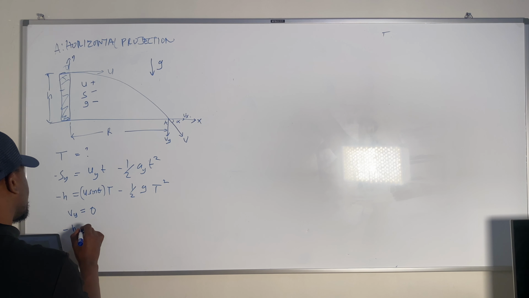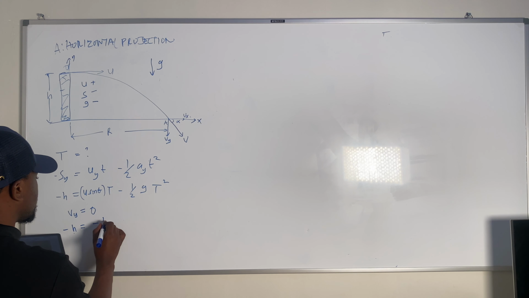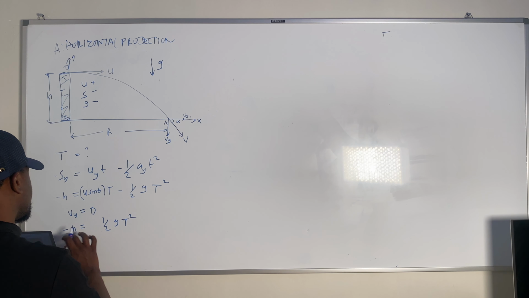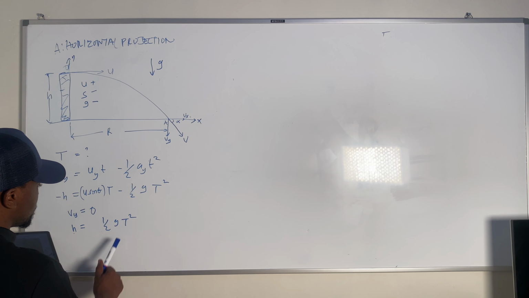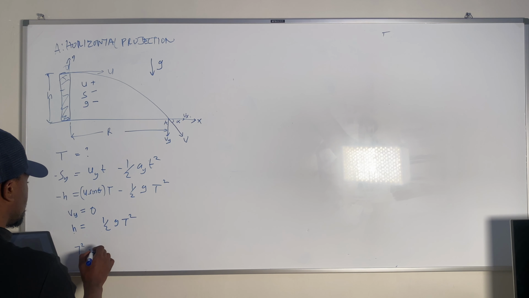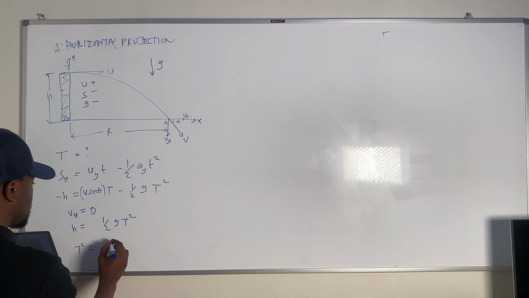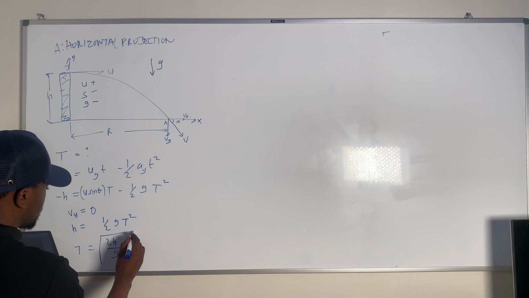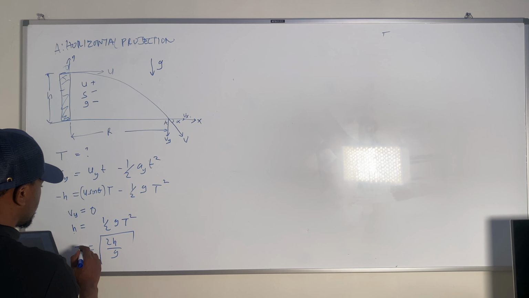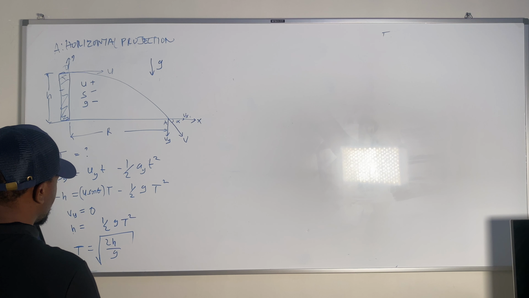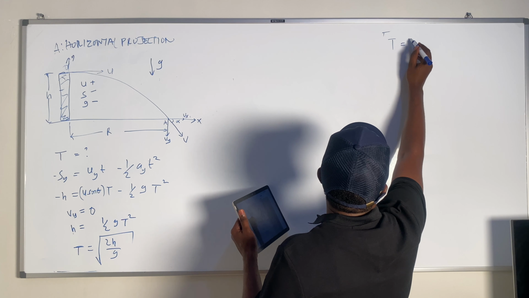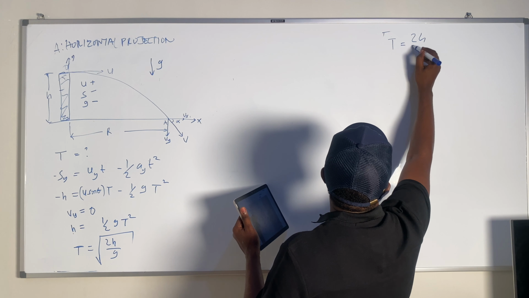So we have negative h is equal to minus a half g t squared, which gives positive values. So t squared is equal to 2h divided by g. So t will be equal to the square root of this value here. And this is the formula for time of flight. So time of flight is equal to the square root of 2h over g.